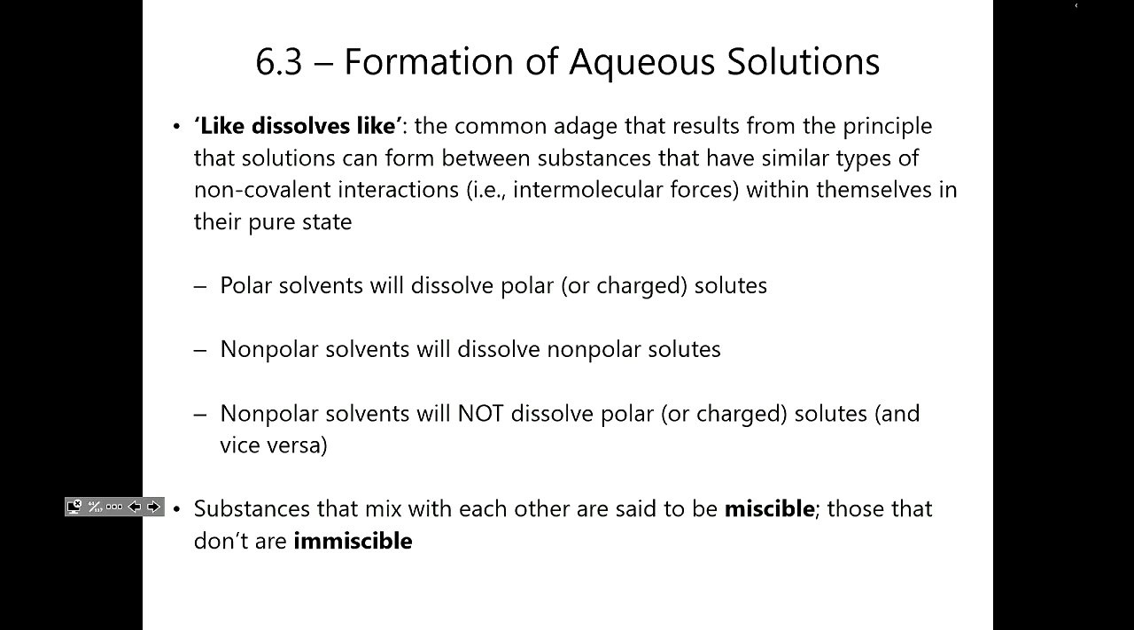Yes? So you said surfactants can make things that aren't supposed to mix. Does that apply to this? Yes.